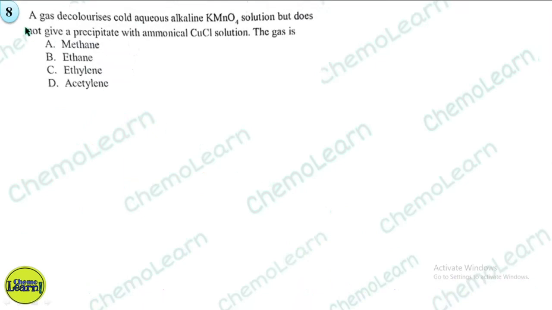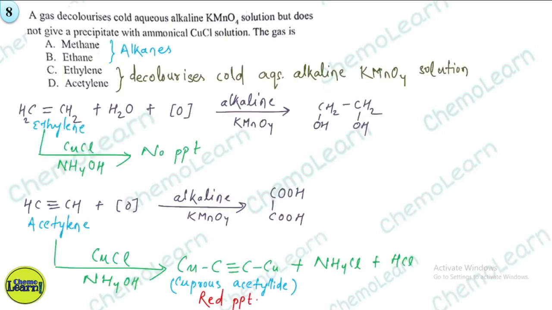Question number 8. A gas decolorizes cold aqueous alkaline KMnO4 solution but does not give a precipitate with ammoniacal CuCl solution. The gas is methane, ethane, ethylene, or acetylene. If it is decolorizing alkaline KMnO4 solution, that means it must be an alkene or alkyne. That means it must contain unsaturation. So saturated compounds like alkanes cannot be the right answer. So methane and ethane are not in our option.